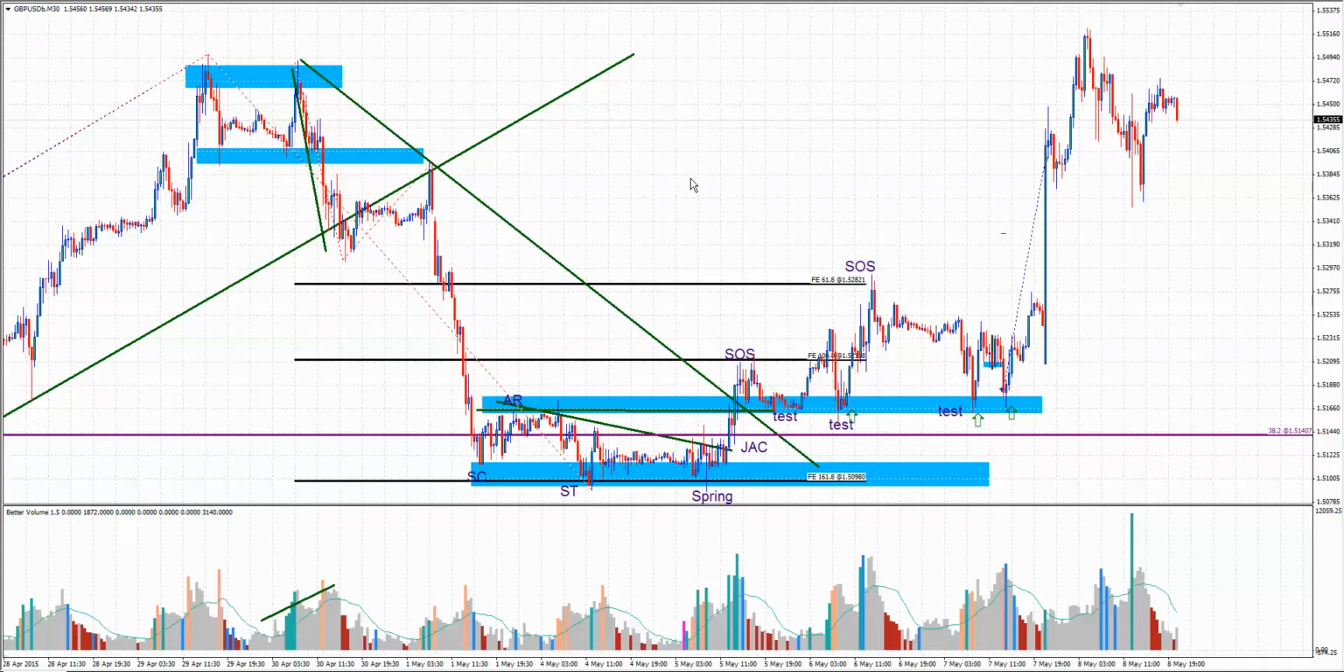I want to do the update on what we got in the past week and how I traded some of my setups. First of all, I will cover the GBP USD and EURUSD pairs to see what we got in the previous week and what we may expect in the next week. So let's start with the GBP USD.